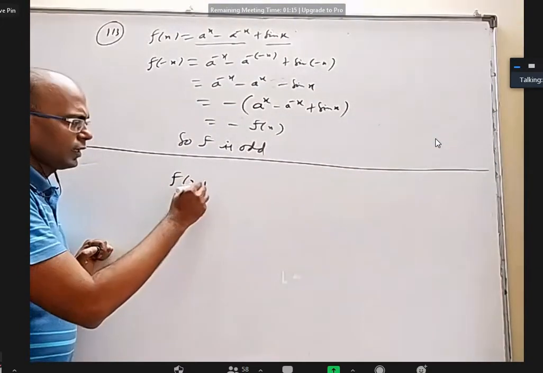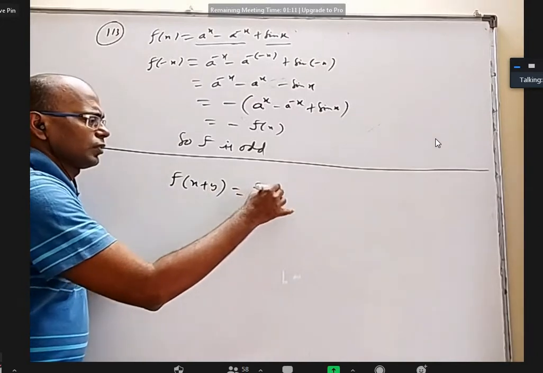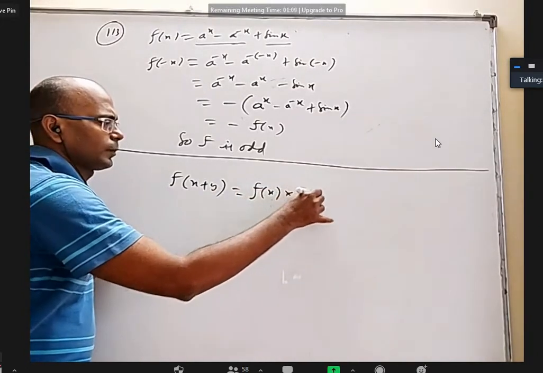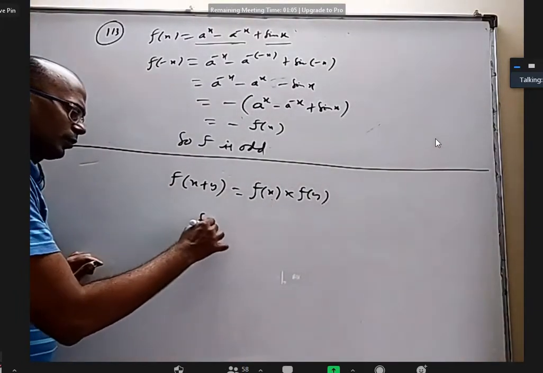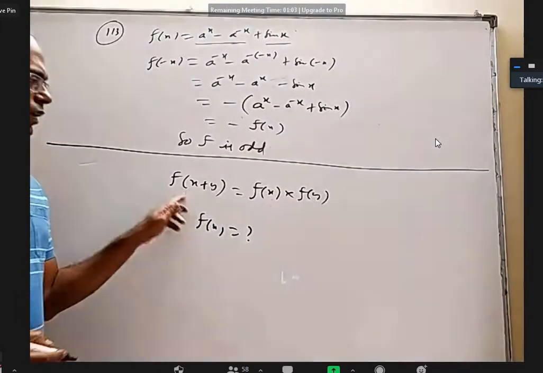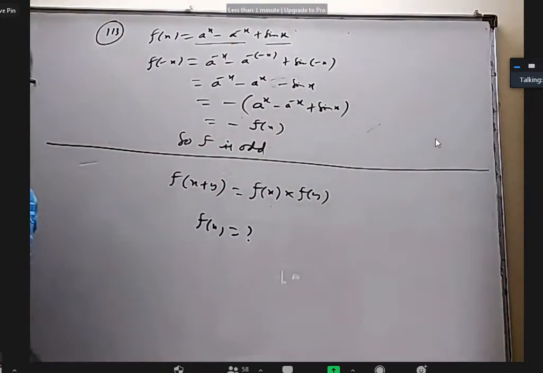f of x plus y is equal to f of x into f of y. Can anybody tell a function? What is f of x, so that when you try to find f of x plus y, it will come f of x into f of y? Any guess?